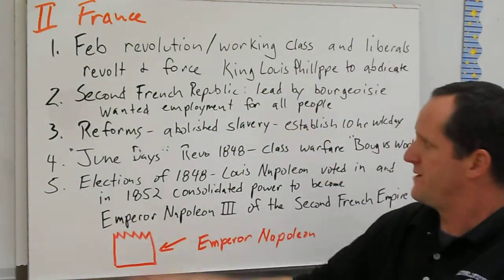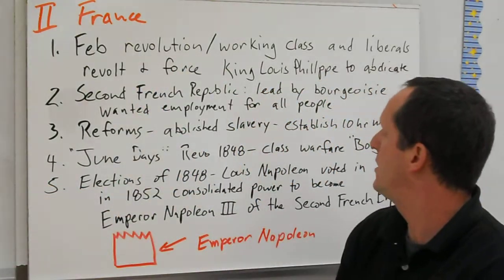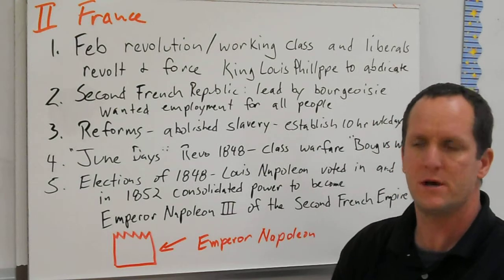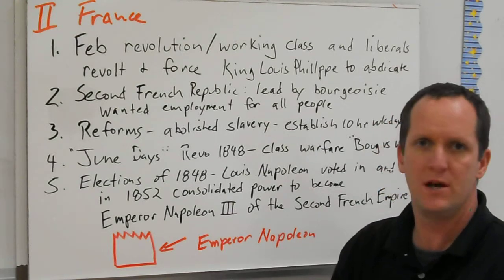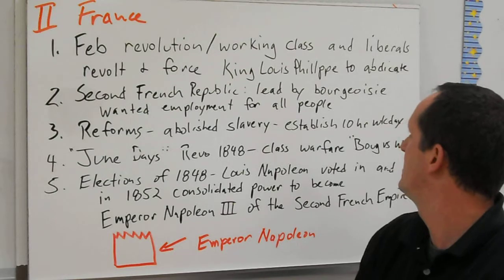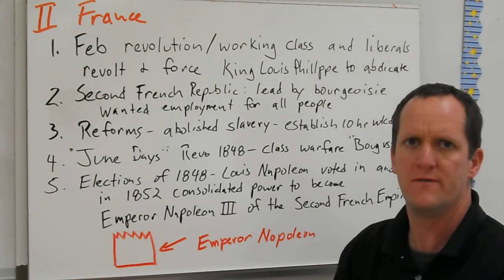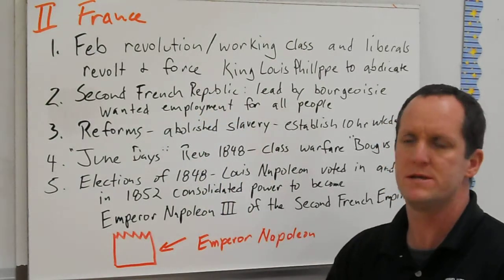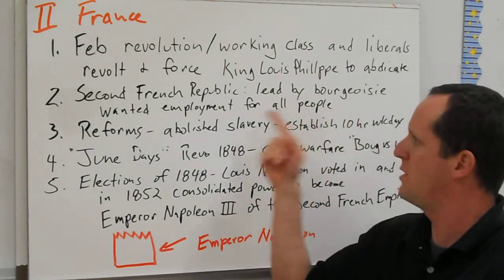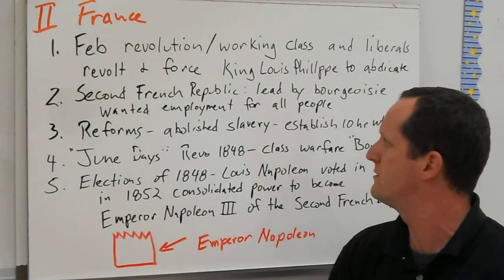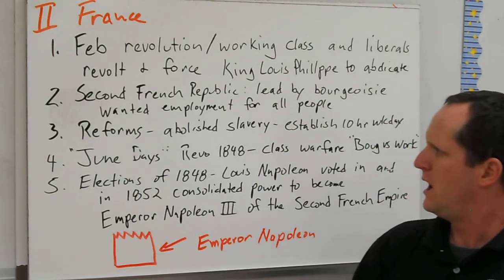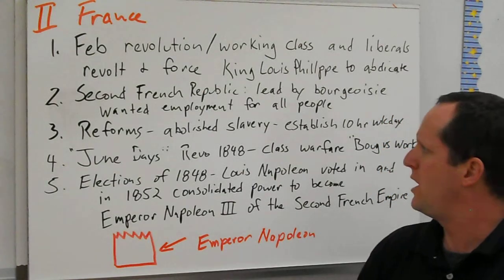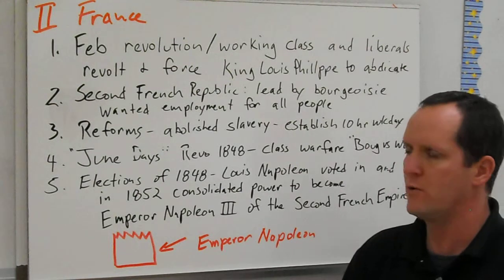Now in France, the February revolutions: working class and liberals revolt and force King Louis Philippe to abdicate, resolving his monarchy. The Second French Republic is established, led by the bourgeoisie. They wanted employment for all people. Reforms: it abolished slavery and established 10-hour working days.